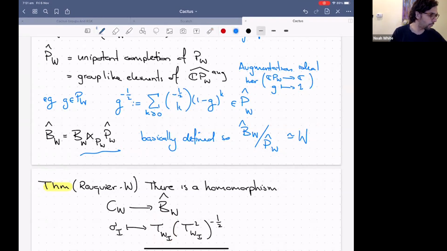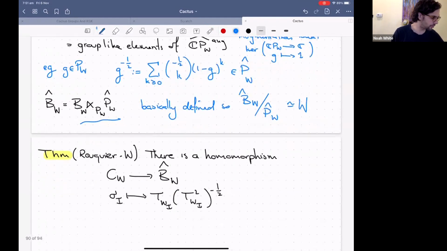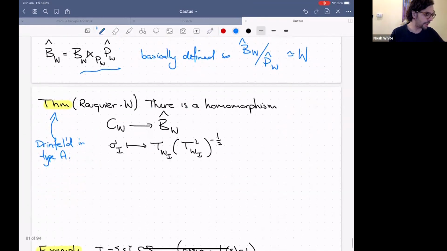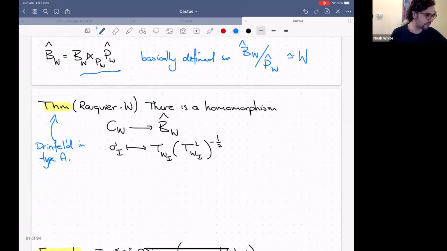Okay, and so why is it called Drinfeld's unitarization trick? Because this is essentially due to Drinfeld in type A, couched in a different, more complicated way, in fact. Okay, all right, and so there's this homomorphism.